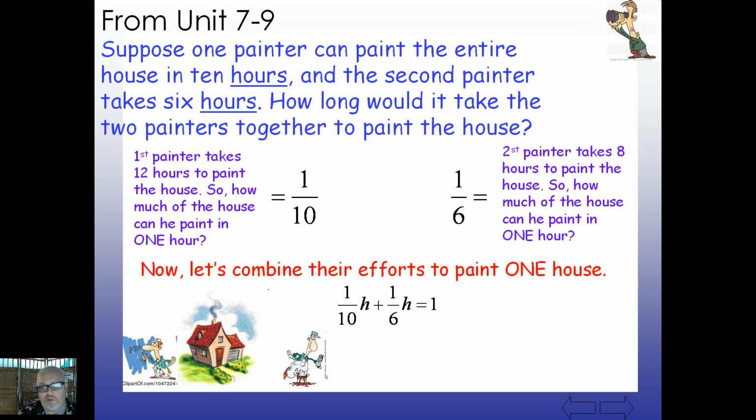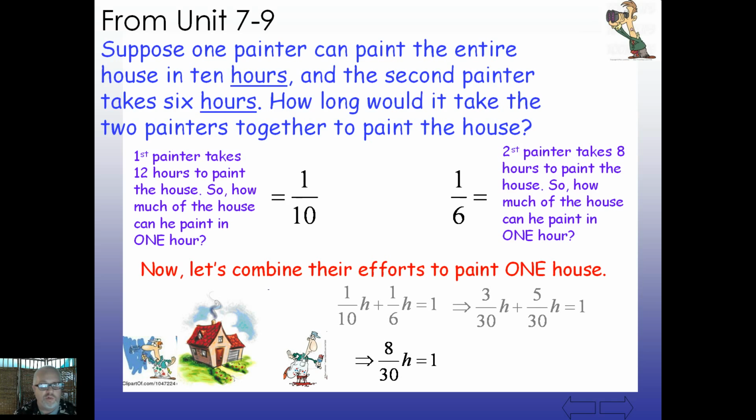Now looking at the denominator, 10 and 6, can we combine those somehow? Think back to how we get a common denominator. I'm thinking the number, what are you thinking? I think we're thinking the same thing. 30, that's correct, 30. Change those numerators. And now we have a common denominator that we can add up. So clean up the numerators, and we're looking at 3 over 30 h plus 5 over 30 h equals 1. Simplify that left-hand side. Did you get 8 over 30 h?